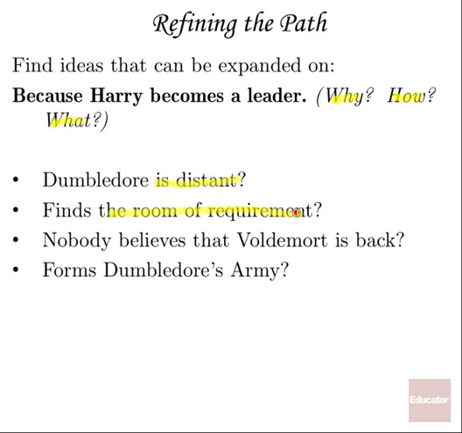Where did he become a leader? Well, in the Room of Requirement. Why? What motivated him? Nobody believes that Voldemort is back, and he forms Dumbledore's army. We've got all kinds of ideas here that we can be talking about to make a very, very good path to our destination.